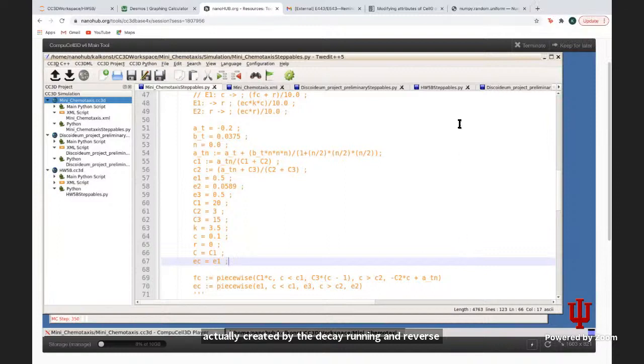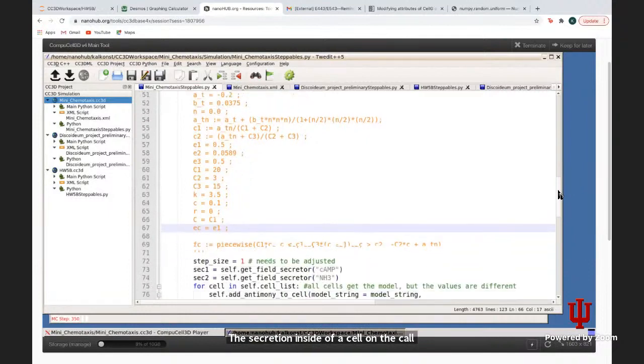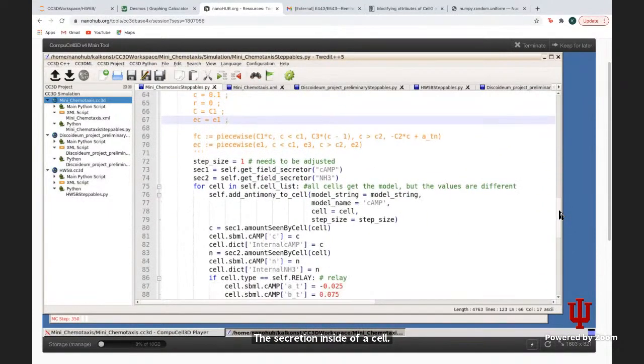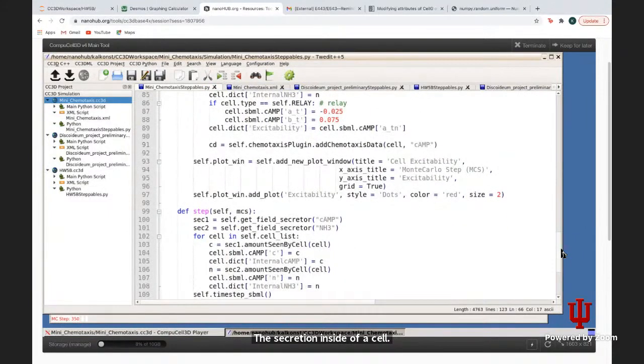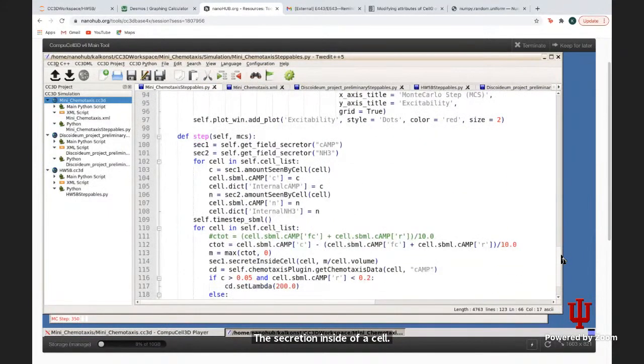I have a question about this term and how you've implemented it currently. So doing the secretion inside of a cell on the CompuCell side, not the antimony side. That's effectively taking the rate that would have occurred in the ODE model and instead imposing it on the PDE field.